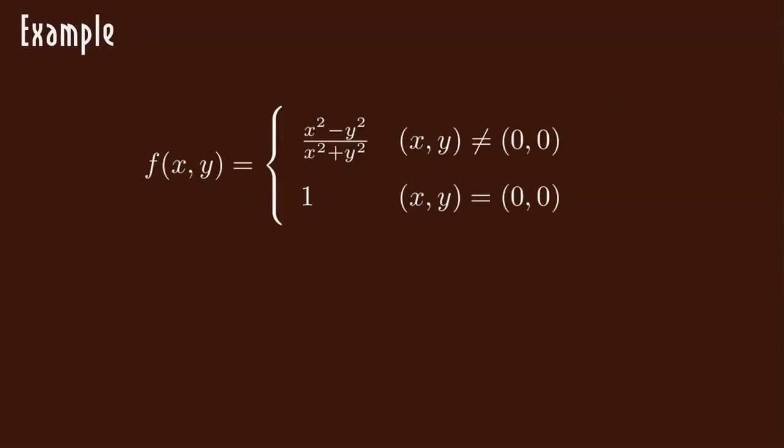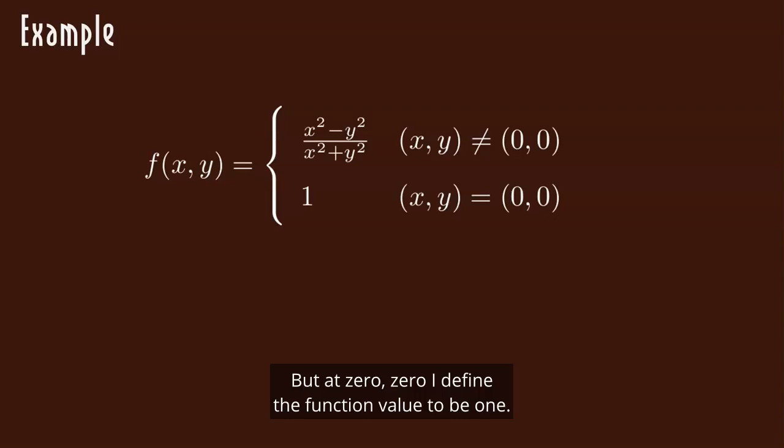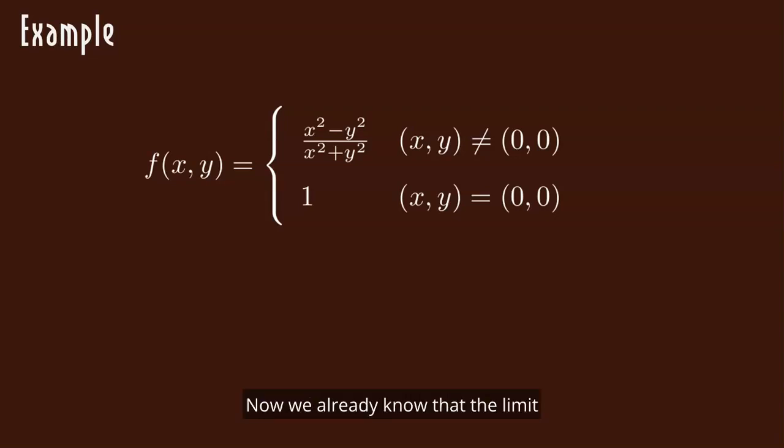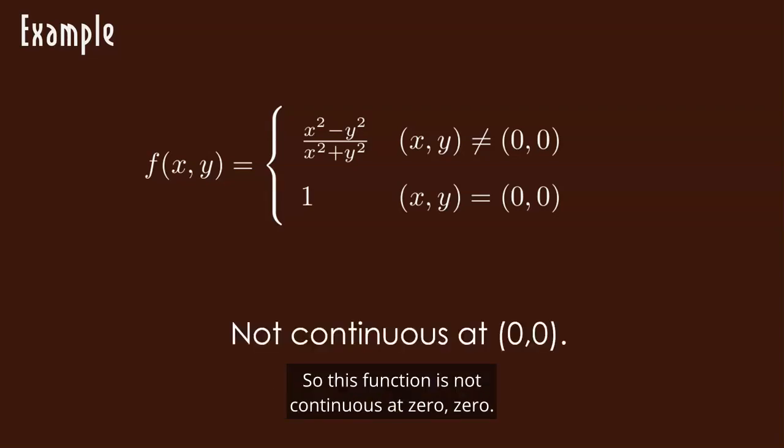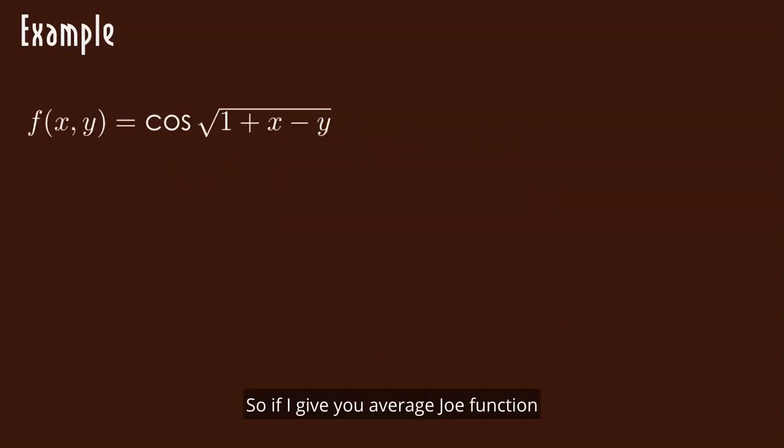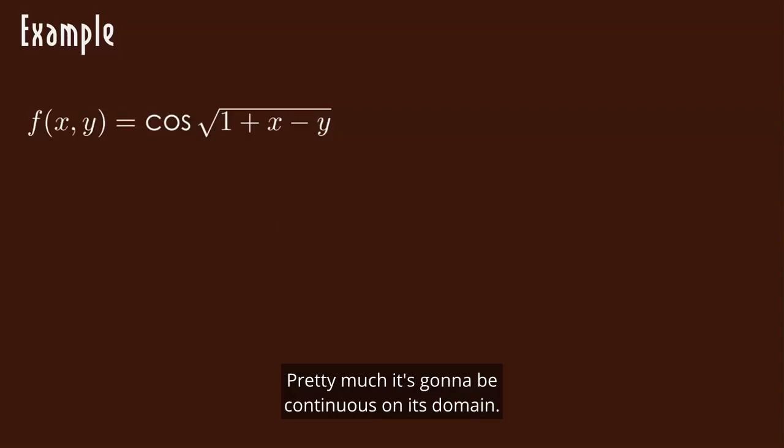So here's one. I have x squared minus y squared over x squared plus y squared. And so this function, the domain is everything but 0, 0. But at 0, 0, I define the function value to be 1. Now we already know that the limit as we approach 0, 0 doesn't exist. We did it a couple slides ago. So this function is not continuous at 0, 0. So if I give you an average function, and I ask you, where is this continuous? Pretty much it's going to be continuous on its domain.